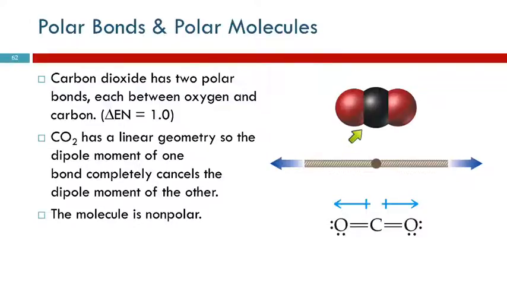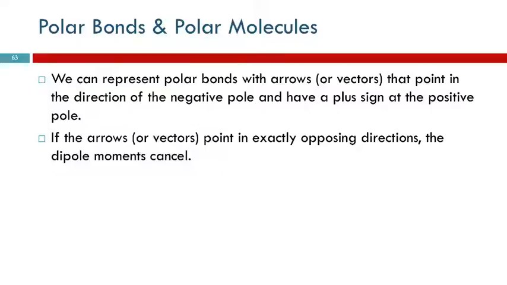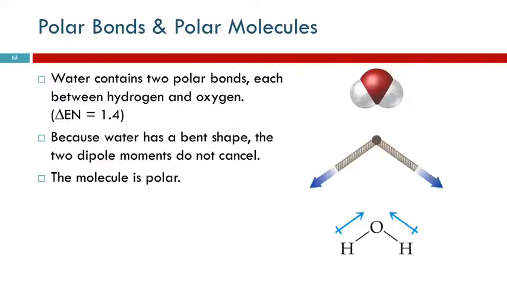So this is a nonpolar molecule. It doesn't have a positive end and a negative end. It's just all the same. Any questions? Let's look at another one. Oh, we'll look at water in a minute. So we can represent those polar bonds with arrows that point in the direction of the negative pole and have a plus sign at the positive end. If the arrows are going in exactly opposite directions, then those dipole moments are going to cancel.